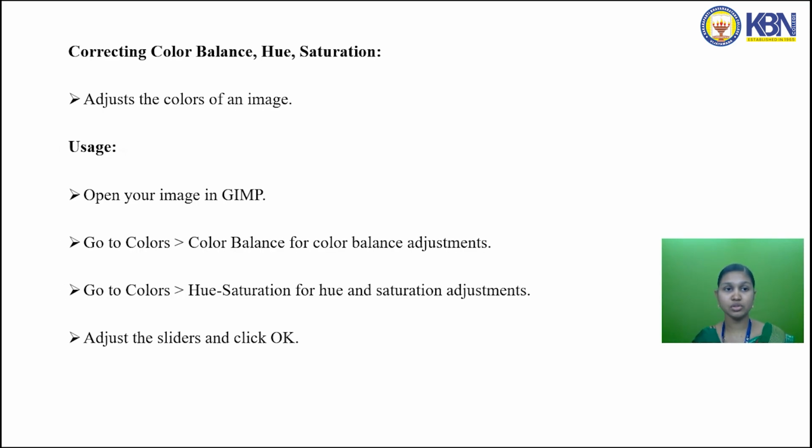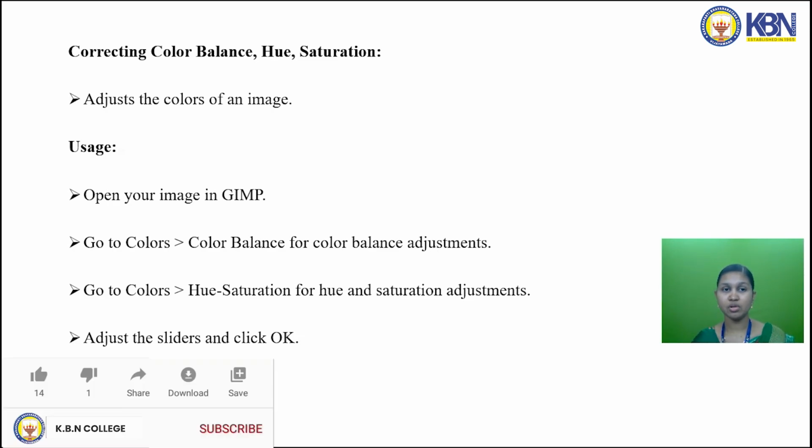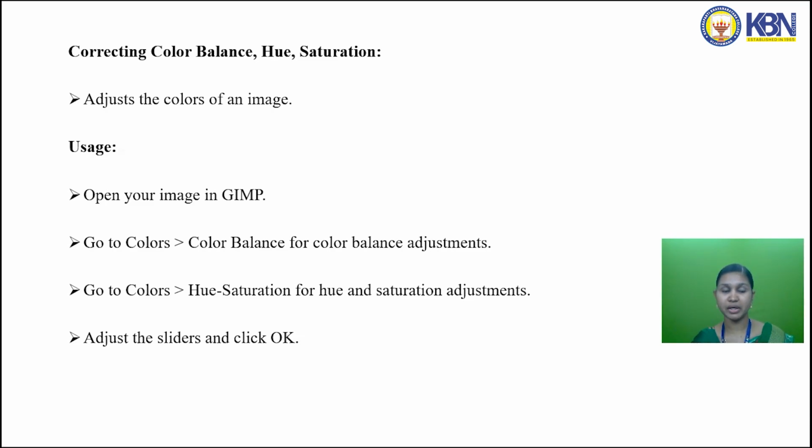And how to correct color balance, hue and saturation. In the recent images we have seen, the object looks very good, but the environment looks dull. Why? Because the color balance has not been adjusted in that image. So the background color looks dull and the object looks good. Then you have to use the color balance correction. Then finally you have to adjust the colors of that particular image.